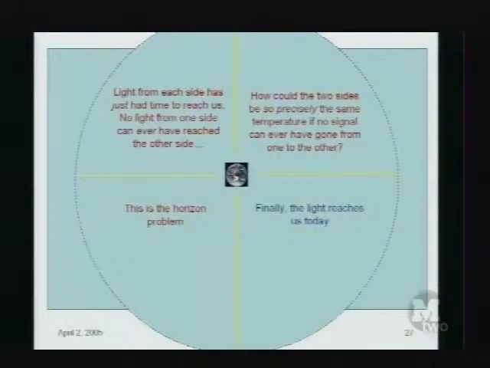How could they have precisely the same temperature? This is what's called the horizon problem, because we see it out at the edges of our universe, and it refers to that horizon, that most distant thing that we can see.